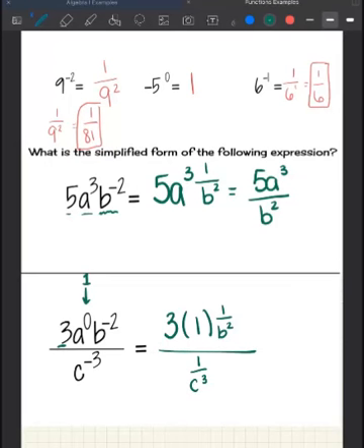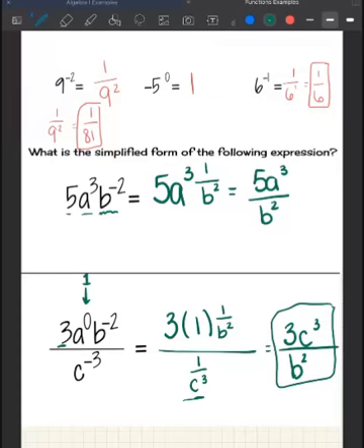You may remember from your past math lives, if you see something like this and you want to clean them up, you're going to do that 3 times 1. You do that 3 times 1. You're going to bring that b squared down to the bottom, but you want to bring the c to the third up to the top. And you can leave it just like this. All right, tomorrow let's do a little bit more exponents.